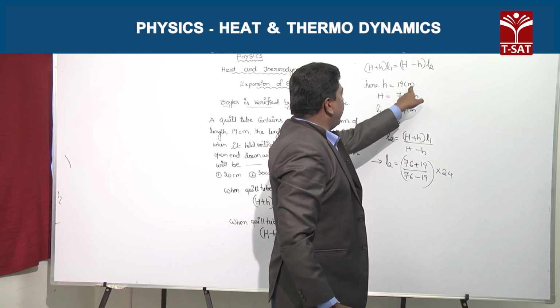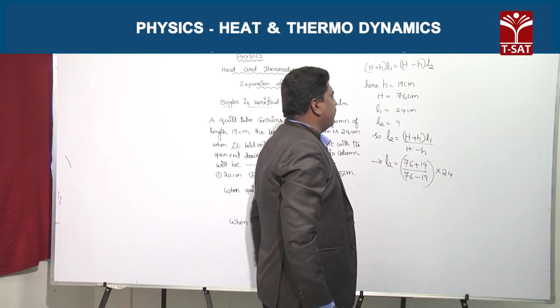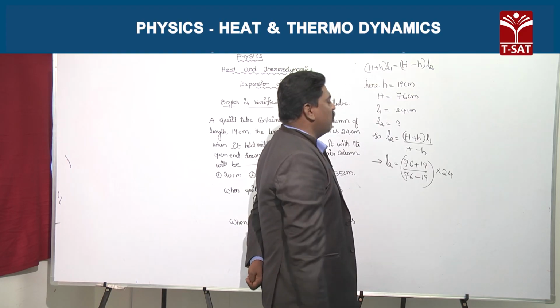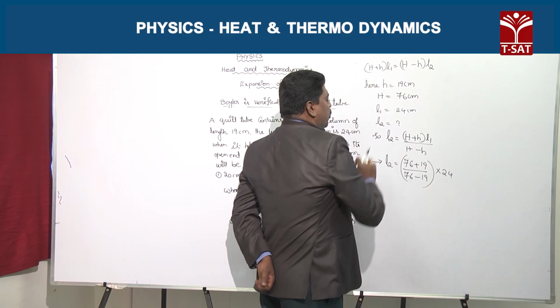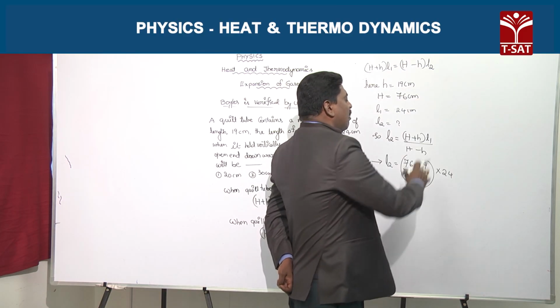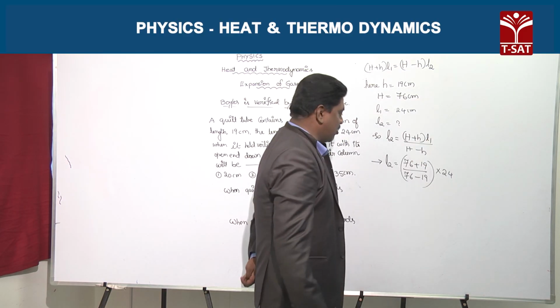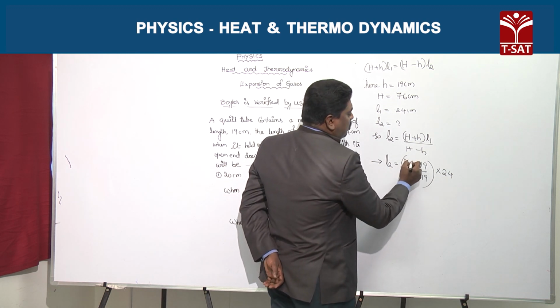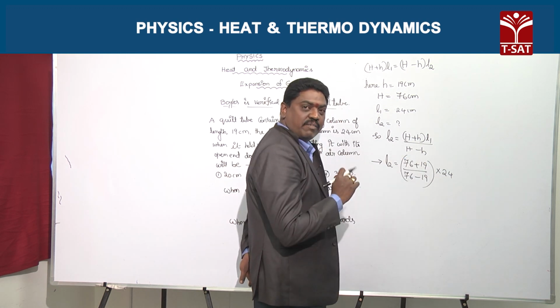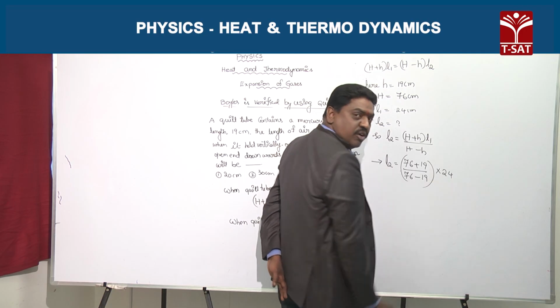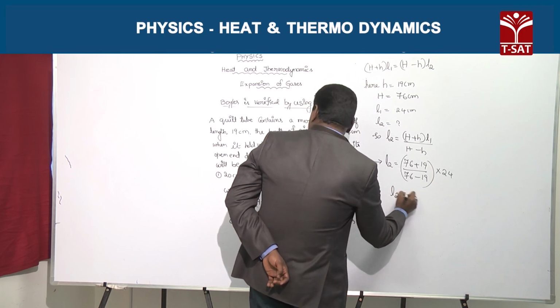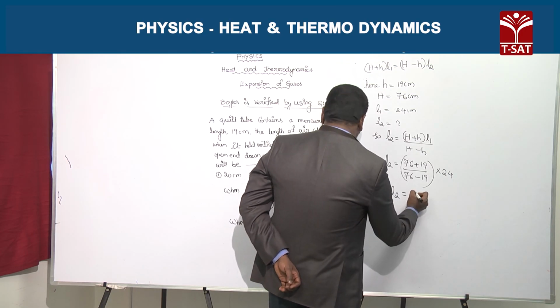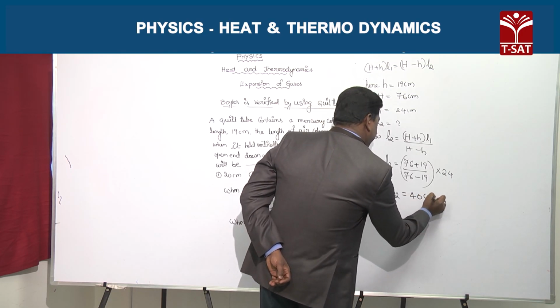Here small h is equal to 19 centimeters, capital H is equal to 76 centimeters, L1 equals 24 centimeters, and L2 we have to find. So L2 is given as H plus h into L1 by H minus h. So that L2 is equal to 76 plus 19 by 76 minus 19 into 24. On simplifying, we get L2 is equal to 40 centimeters.